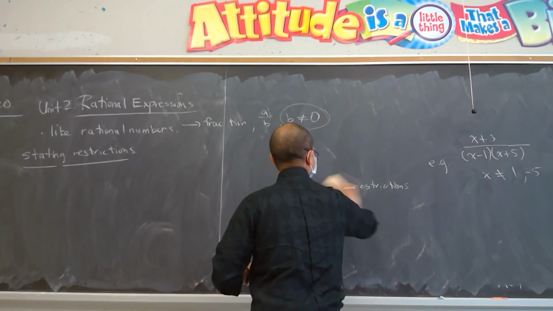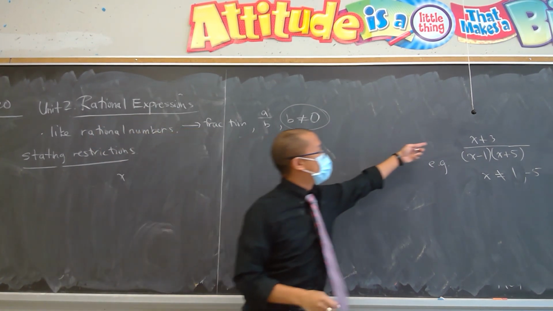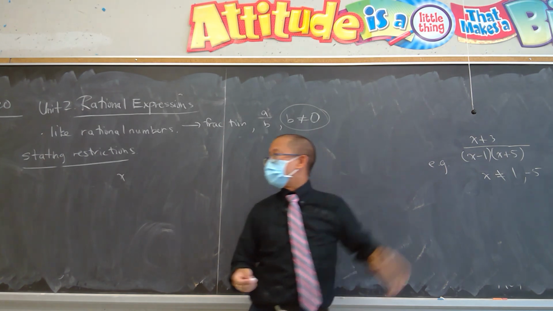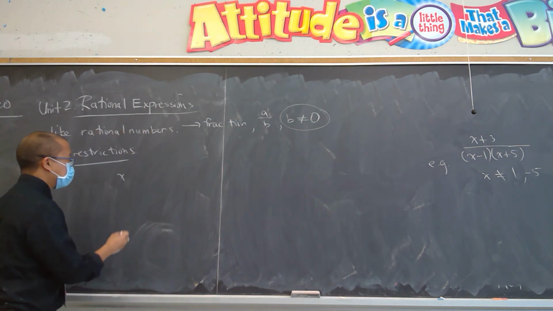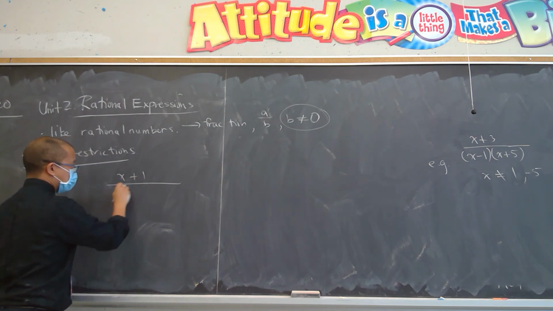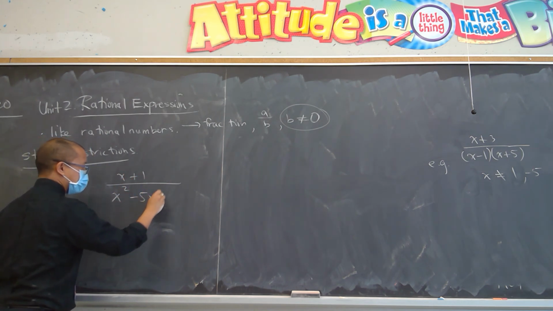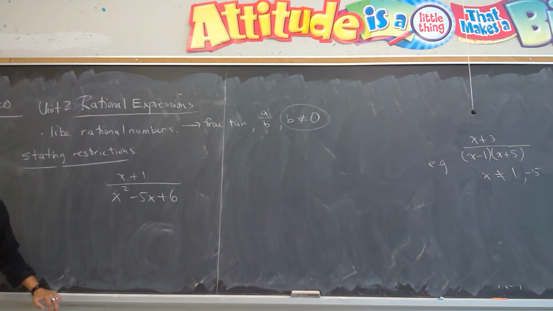Let's just say we had something like this. Notice in the numerator, even though some of you are saying, what do we do here? We ignore the numerator for now. So let's just say we're going to give you this question: x plus 1 over x squared minus 5x plus 6. This one is not so obvious. But some of you already know, maybe, what should you do? Any volunteer?